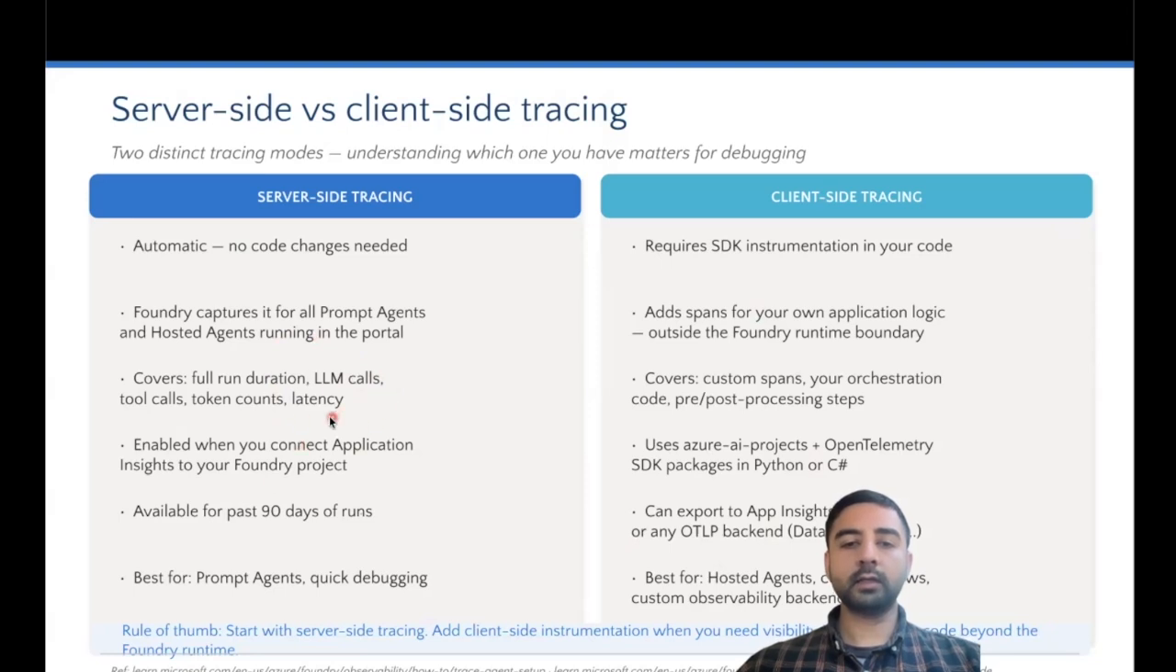And the client-side tracing lets you emit OpenTelemetry spans from your own code, and you can export them to App Insights alongside your server-side spans. You can also export to other OTLP-compatible backends like Datadog, Grafana, Tempo. The practical starting point is server-side tracing first, which we are going to cover here, and then add client-side instrumentation when you're building your hosted agent and need visibility into your own application logic.